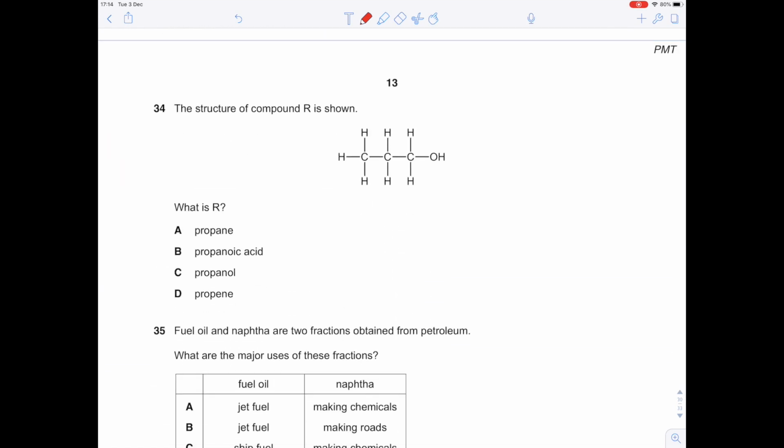The structure of compound R is shown. What is R? Let's count the number of carbons. 1, 2, 3, so we know it begins with prop. It's an alcohol, so it's propanol.